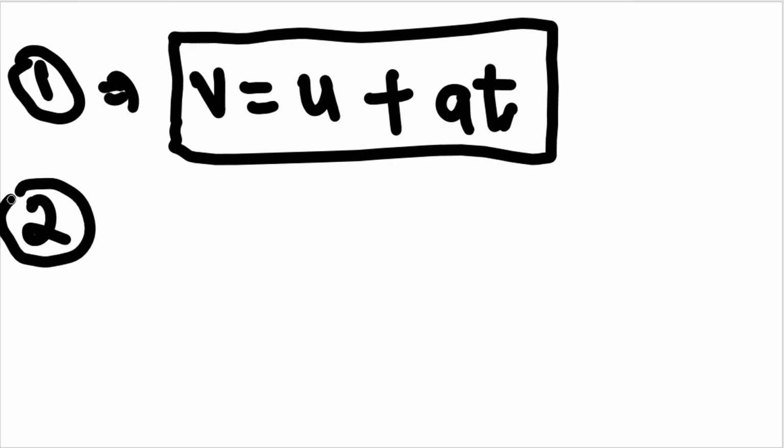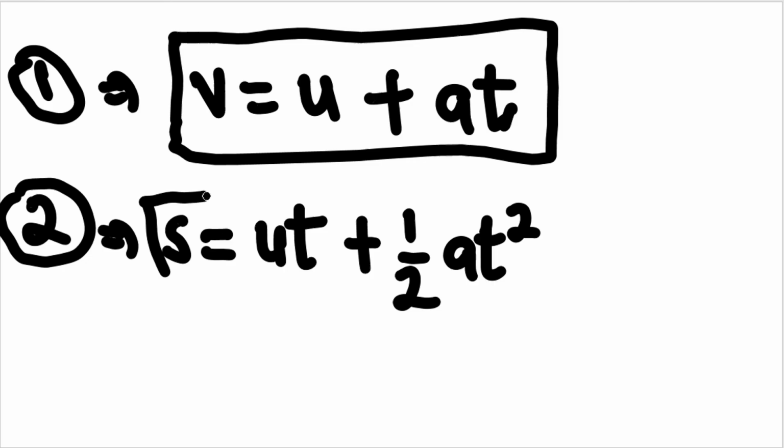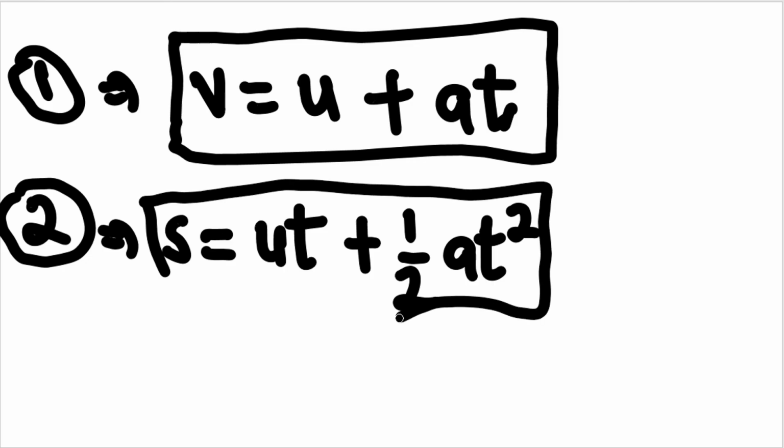The next equation of motion is related to distance. S is equal to UT plus half AT squared. This is the second equation. It relates the displacement to the initial velocity and acceleration. We can see that in this one, we don't have final velocity, we only have initial velocity. Based on the various parameters they give you in a question, you need to know the equations of motion and which one to use.